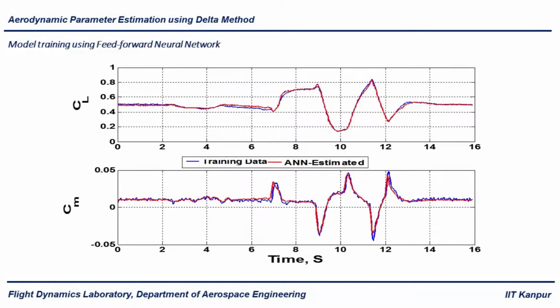And once you have trained this model of Hansa 3 longitudinal data, here you can see the blue line shows the training data, the data used for the training, and the red line shows the ANN estimated. What we did was train this from the first flight data set, and we used a different flight data set input to estimate the coefficients CL and CM, the force and moment coefficients. So they are reasonably well matching with each other.